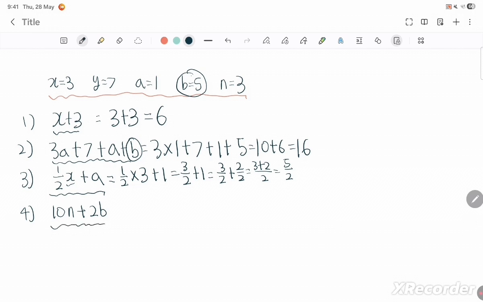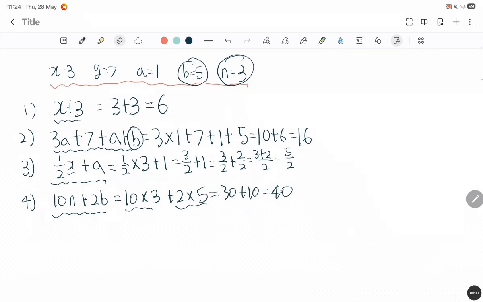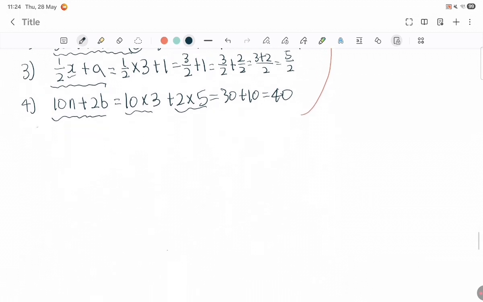Similarly, 10n plus 2b, n equals 3, b equals 5. So 10 times 3 plus 2 times 5. So, yep, we do multiplications first. 30 plus 10, we get 40. Yep, this is substitution. So, these examples that we just did all look pretty easy. There could be some problems that might confuse you. Let's just quickly go over those.